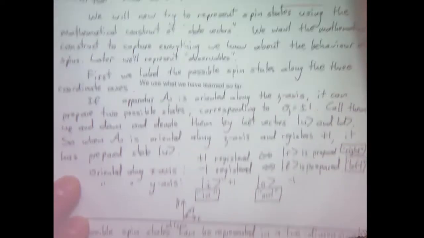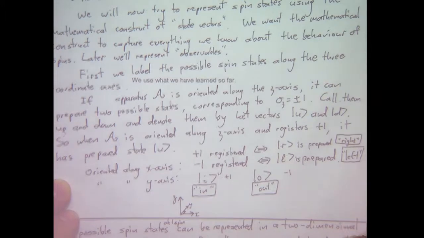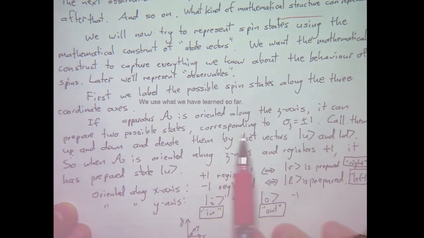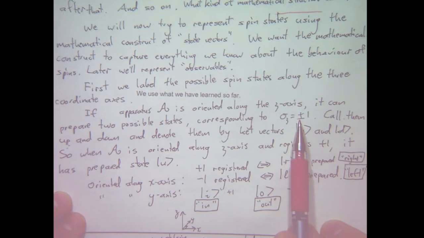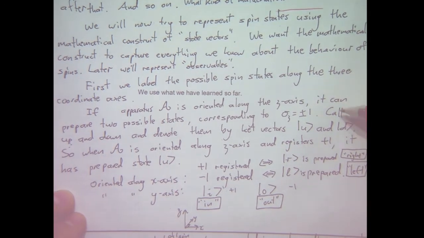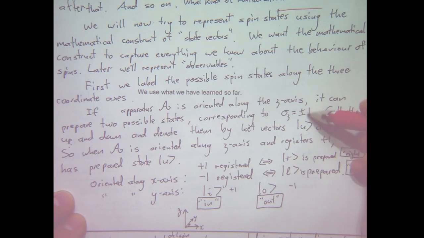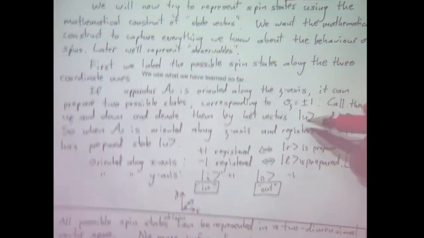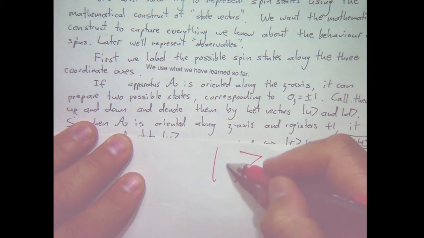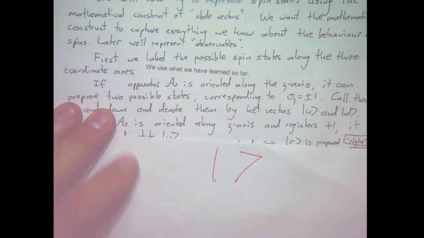Okay, so what kind of mathematical structure can represent that? First of all, if we prepare sigma z equals plus or minus 1, then what will represent the up state, the plus one state, as a ket, this thing here with something there is called a ket.